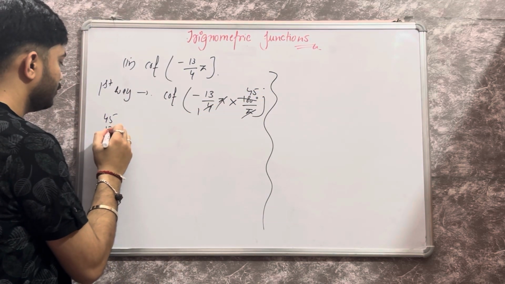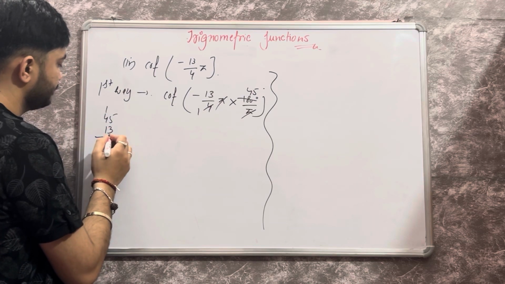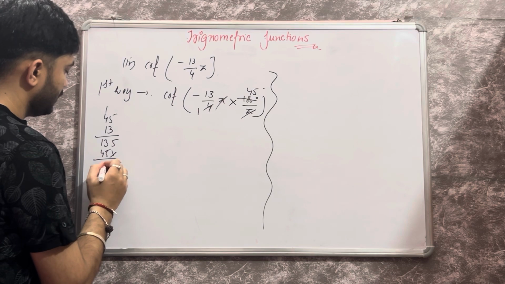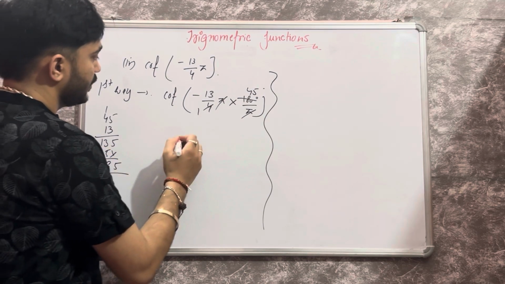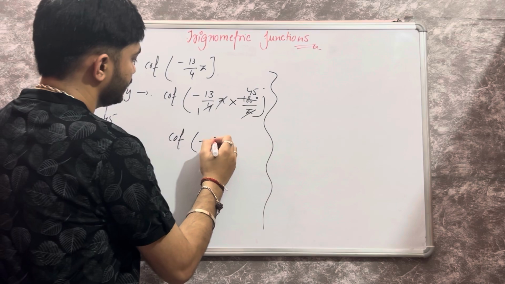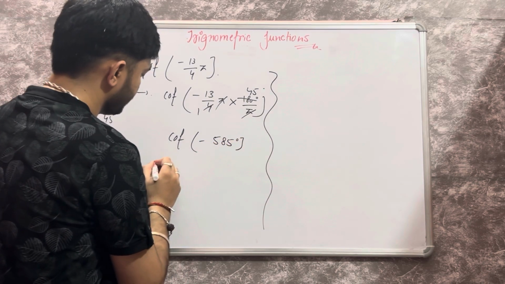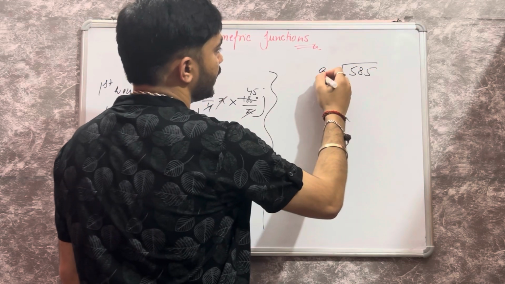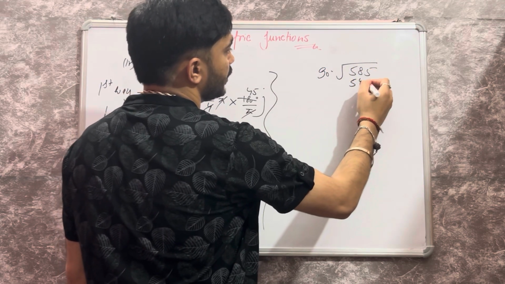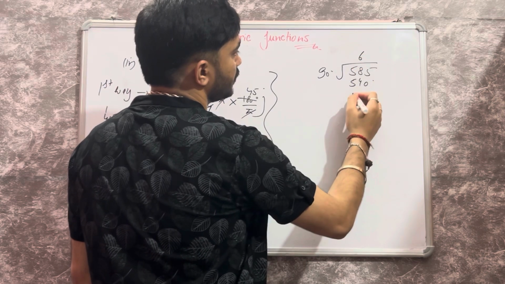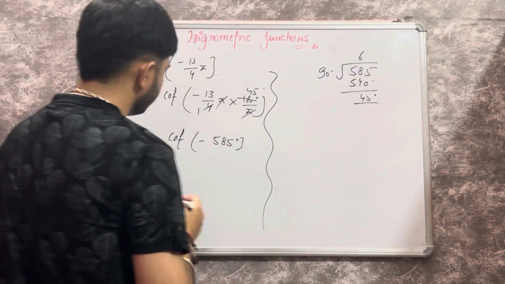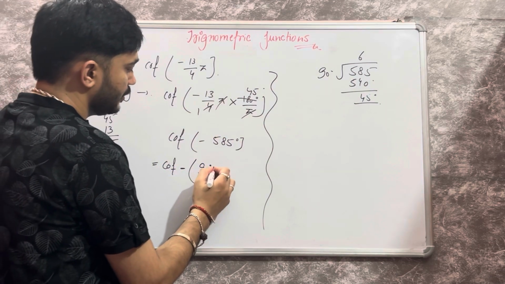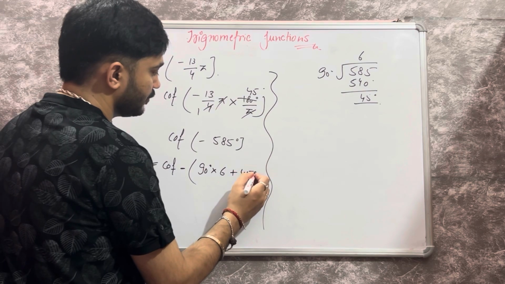What is 45 into 13? It is 585. So cot of minus 585 degrees. Divide 585 by 90, we will get 6, which is 540. Remainder will be 45 degree. So we are going to represent it as 90 degree into 6 plus 45 degree.